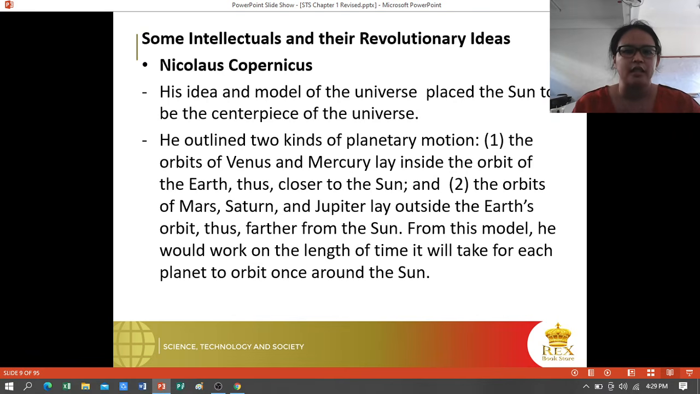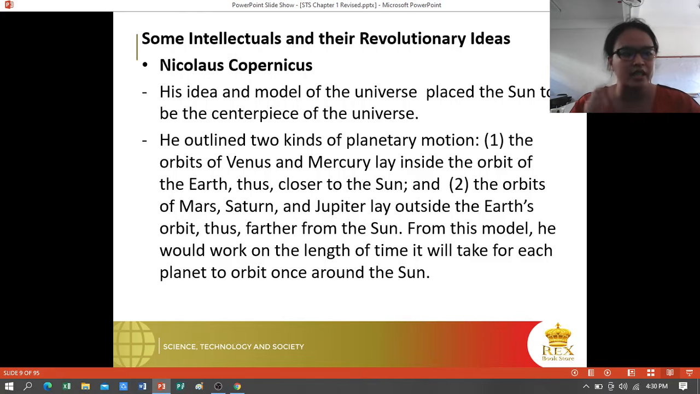Of course, these are the ideas and the intellectuals involved in the scientific revolutions. Actually, there are three. In our objective, it was stated that we will talk about Copernicus, Darwin, and also Sigmund Freud. Now we will start with Nicolaus Copernicus.